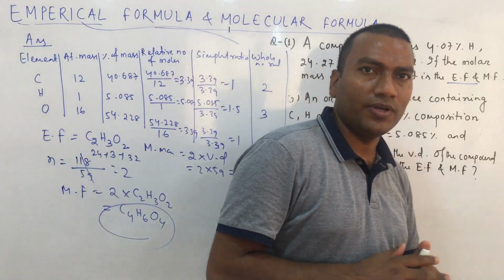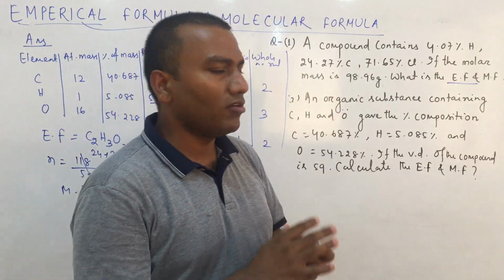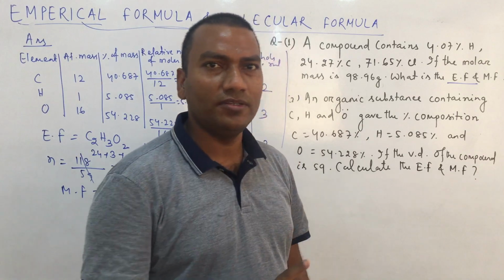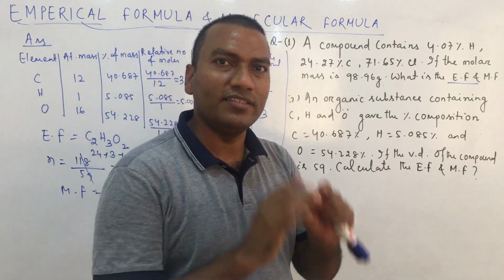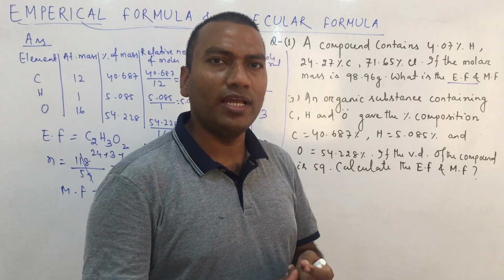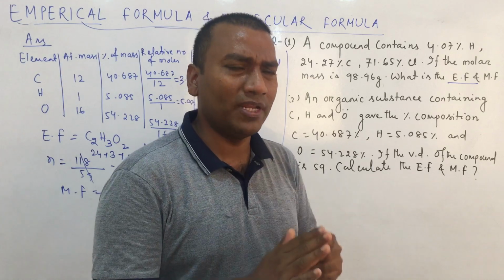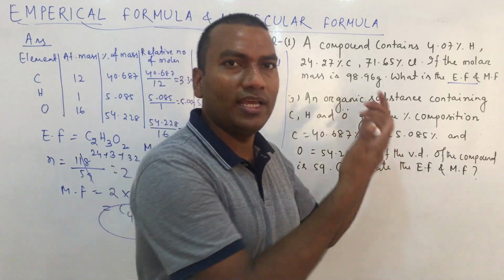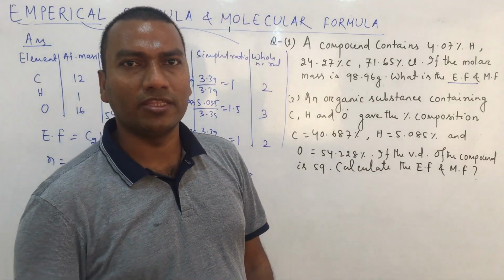Clear now? Okay, so these are the concepts. The empirical formula represents the simplest ratio. The molecular formula represents the actual formula. For ionic compounds, the empirical formula and molecular formula are almost the same. And numericals we can solve by this method.